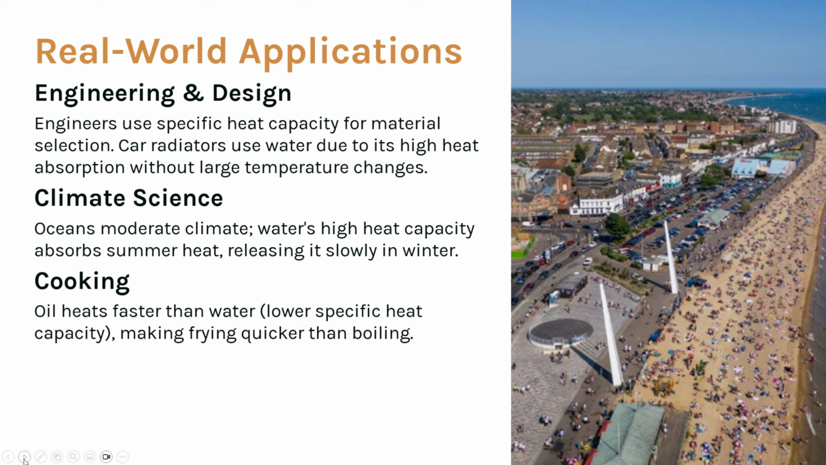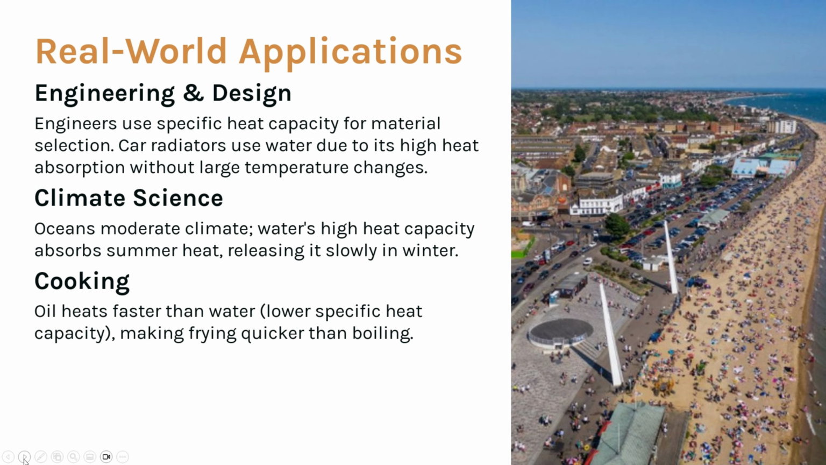Real-world applications. Specific heat capacity is used everywhere. Engineers choose materials based on how they store heat. Car radiators use water because it absorbs large amounts of heat without overheating. In climate science, oceans moderate Earth's climate because of water's high heat capacity. In cooking, oil heats faster than water, which is why frying happens quicker than boiling.